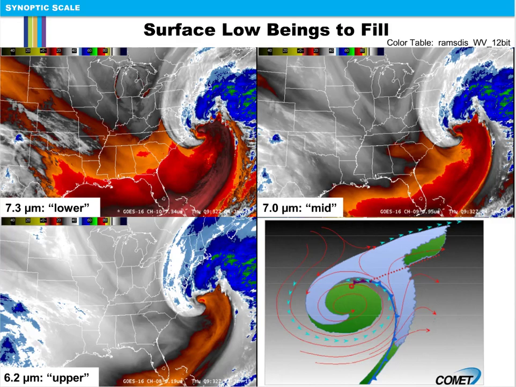In the latter stages of the evolution of the extratropical cyclone, temperature advection decreases as the surface low begins to fill as warm and cold air mix.